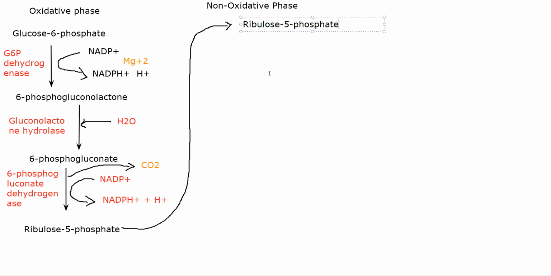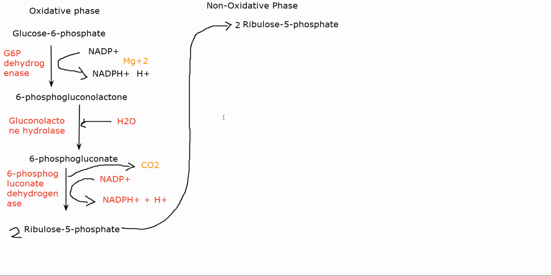So I take ribulose 5-phosphate and I subject it to two different enzymes. So this is not a single molecule of ribulose 5-phosphate. Now in oxidative phase, I've taken one molecule of glucose 6-phosphate and I've gotten one molecule of ribulose 5-phosphate, right? I'll repeat oxidative phase twice. So I get two molecules of ribulose 5-phosphate. You'll understand why we need two here. So basically here we have two molecules of ribulose 5-phosphate.